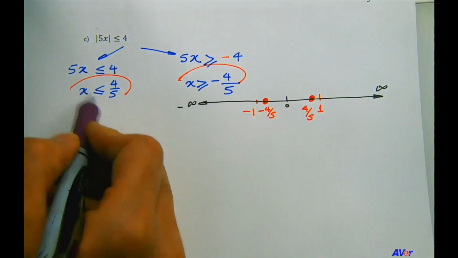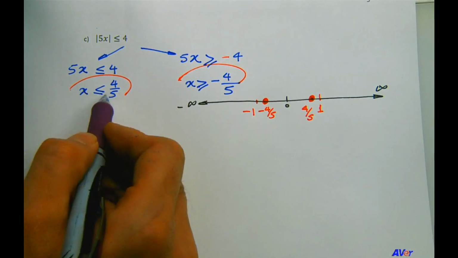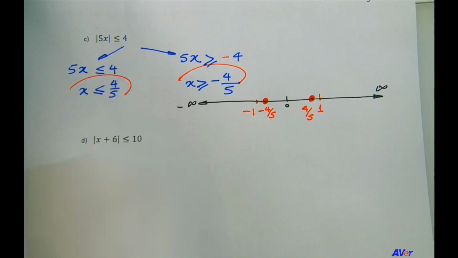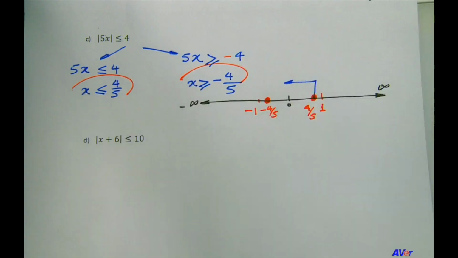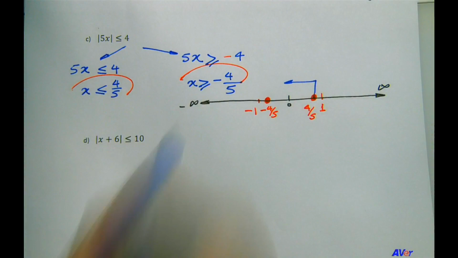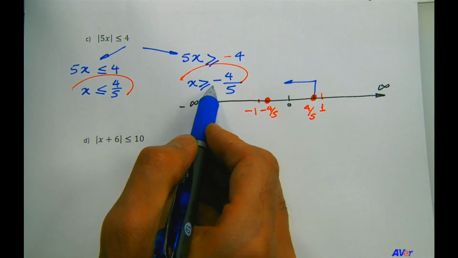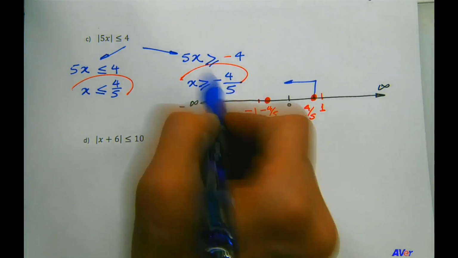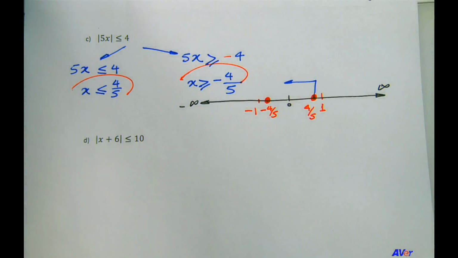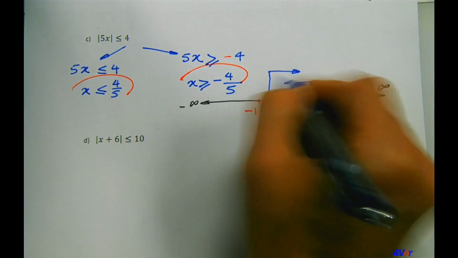So this solution says x is equal to or less than 4/5. That means it is going this way. That solution is that, this way. This one says, no, x should be any value that is equal to or greater than negative 4/5. So this one says we got to go this way, not that way, this way.